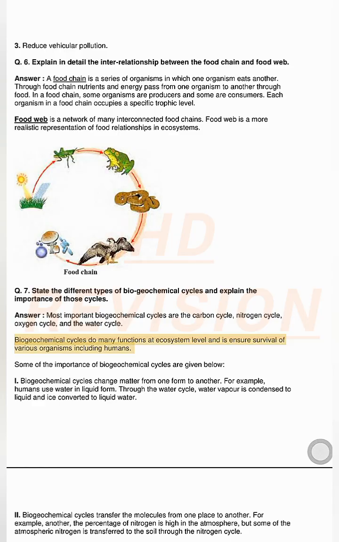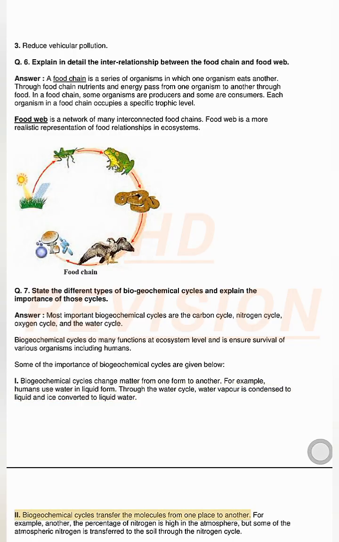Biogeochemical cycles do many functions at ecosystem level and ensure survival of various organisms including humans. Some of the importance of biogeochemical cycles are given below. 1. Biogeochemical cycles change matter from one form to another. For example, humans use water in liquid form. Through the water cycle, water vapor is condensed to liquid and ice converted to liquid water.